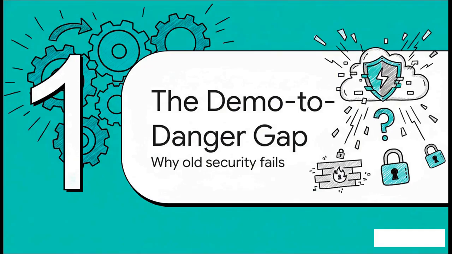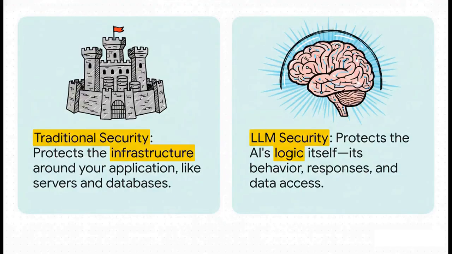And that gap exists because our old-school traditional security playbooks just weren't designed for this new kind of technology. We have to start thinking about security in a totally different way. Think of it like this. Traditional security is all about building a fortress around your servers and your databases. But with LLMs, the vulnerability isn't the fortress wall, it's the mind of the agent living inside it. LLM security is all about protecting the AI's logic, its behavior, itself.